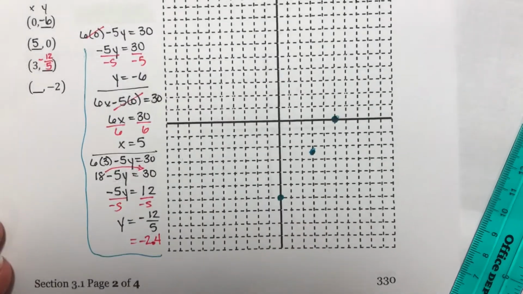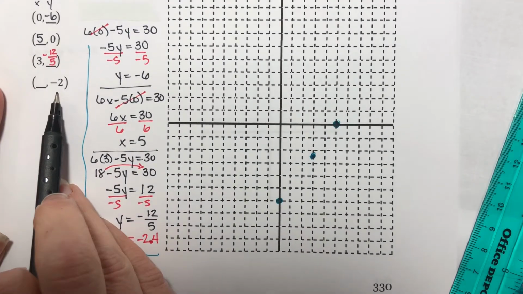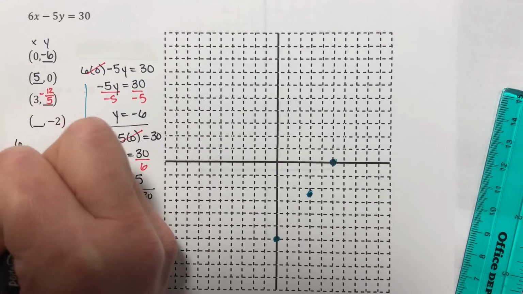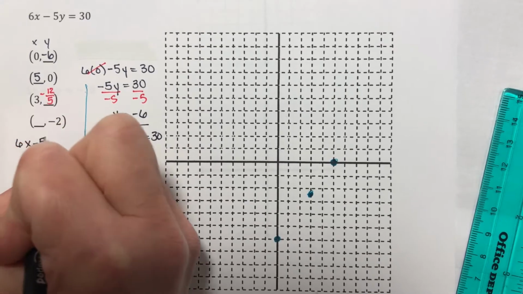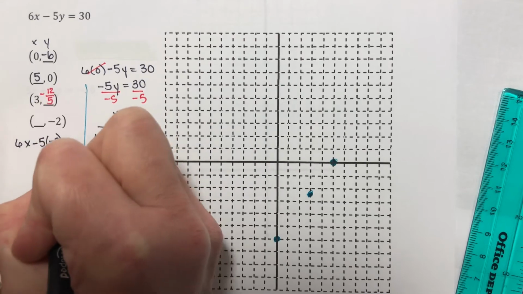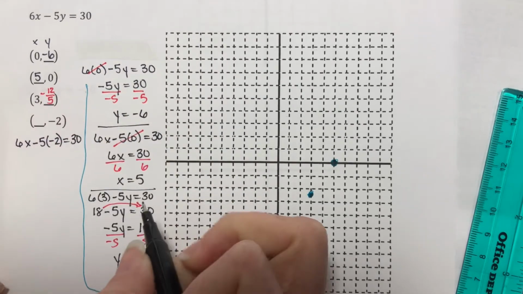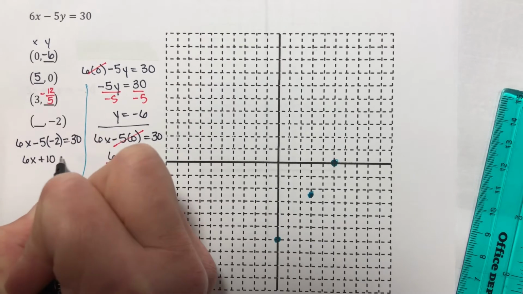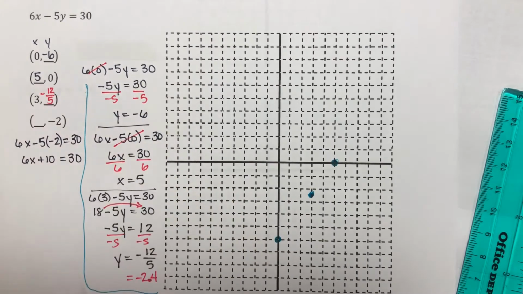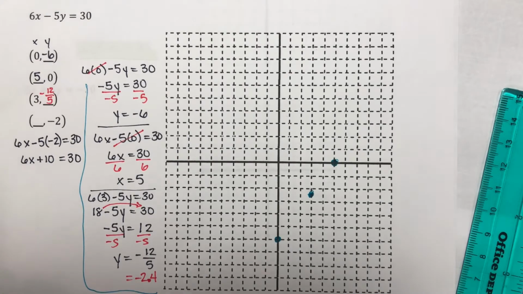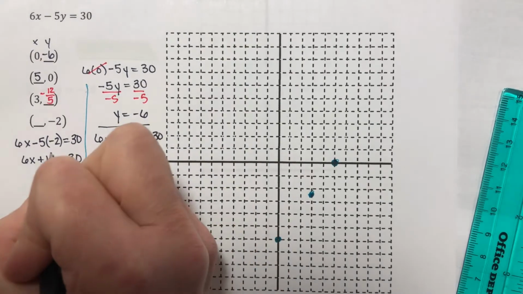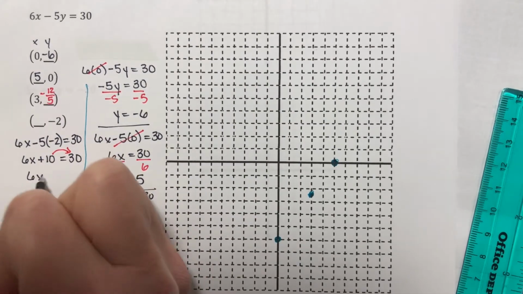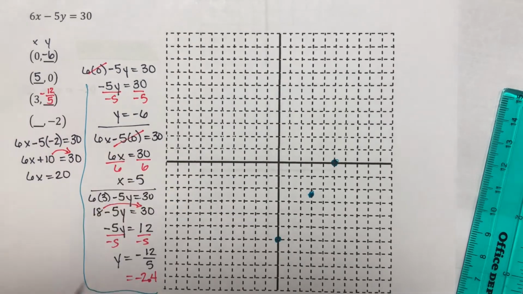Okay, now I have one more. I need some more paper. So I'm going to plug in negative 2 for y. So that will be 6x minus 5 times negative 2 equal to 30. So this is 6x plus 10 is equal to 30. Let's subtract 10 from both sides to get 6x is equal to 20.